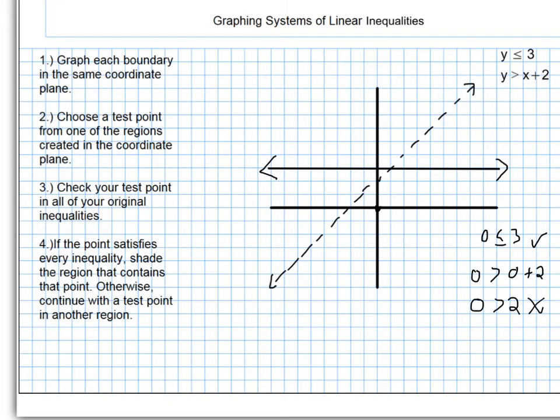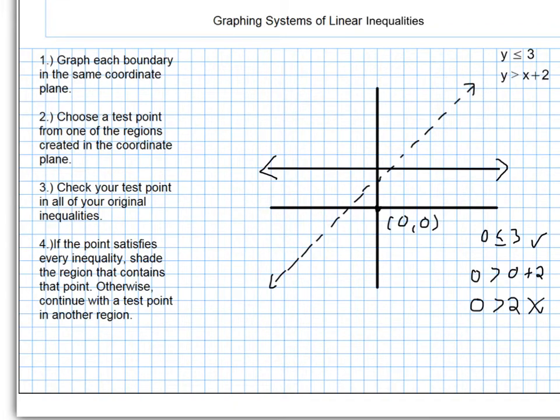That means that 0, 0 is not a solution to the system of inequalities, and we're therefore not going to shade in that region, the bottom right region. So we guessed poorly, that's alright. We'll now just pick another test point in a different region.